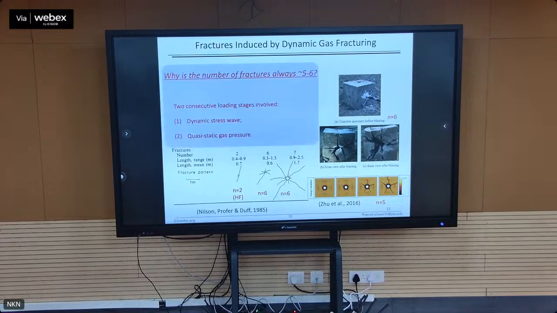It's clear that since the number of fractures is always approximately 6, there are two main processes that are acting. One is the dynamic stress wave, which creates a large number of radial fractures in the periphery of the wellbore, and then the quasi-static gas overpressures, which then utilize either all of those fractures or a subset of those fractures to drive them much further away from the wellbore.